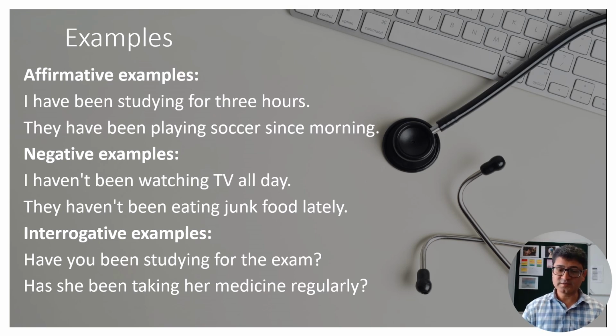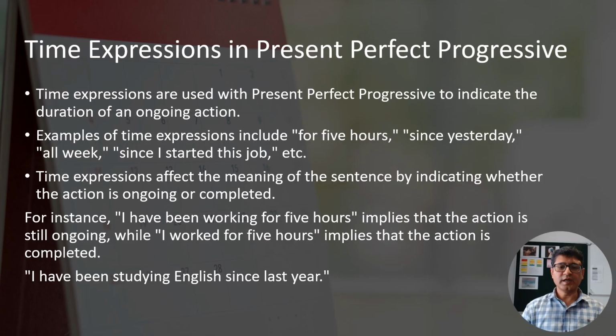For interrogative sentences, you will put have or has at the beginning of the sentence. So the sentence in interrogative structure will be, have you been studying for the exam? Has she been taking her medicine regularly? Right? So now let's talk about time expressions which are used in this tense.